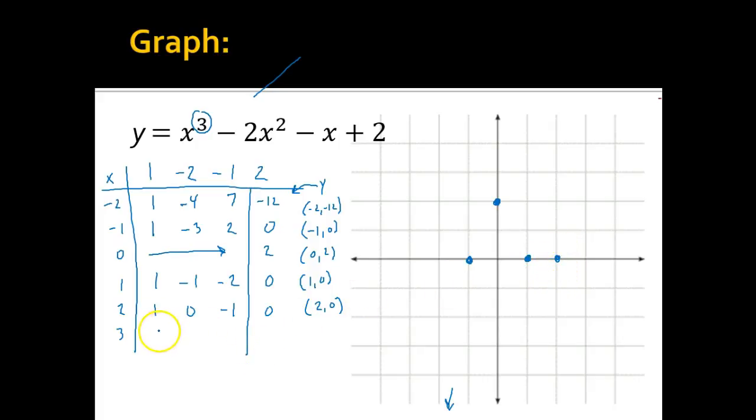Okay, so let's see what happens at 3. Bring down the 1, times 3 is 3, minus 2 is 1, times 3 is 3, minus 1 is 2, times 3 is 6, plus 2 is 8.